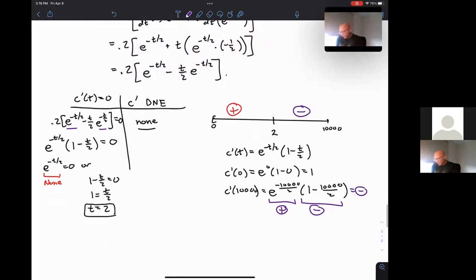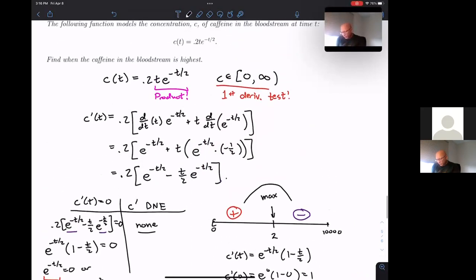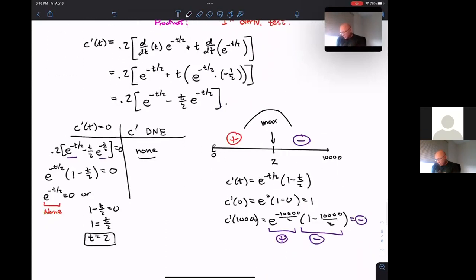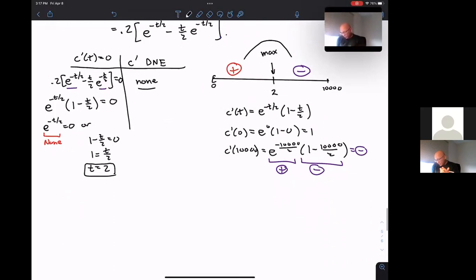So what have we learned? We have learned that 2 is a maximum, right? It went from increasing to decreasing. So 2 is a maximum. Okay. And I think that's what we were hoping for, right? So we were looking for a global maximum. Caffeine is highest. And so just find when. So the when is 2, right? So we learned that t equals 2.